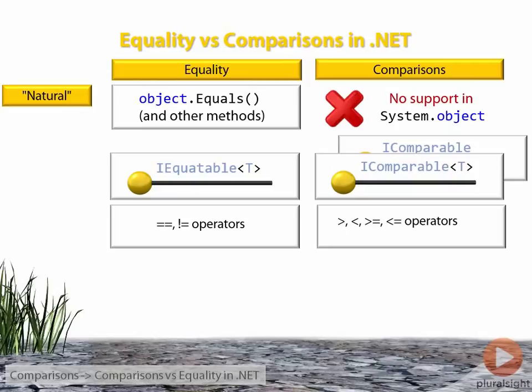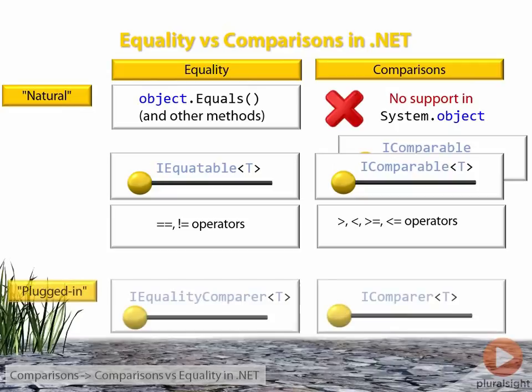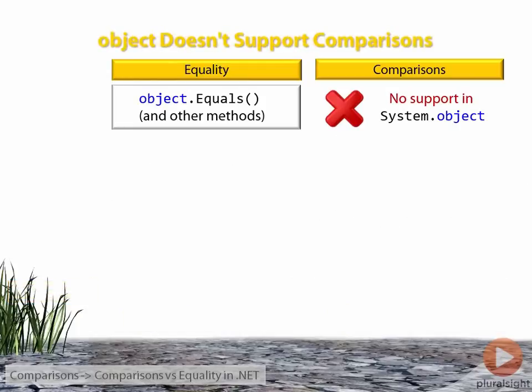And then, by analogy with the equality and inequality operators, C# provides syntactic sugar for comparisons too, in the form of four operators: less than, greater than, less than or equals, and greater than or equals. Finally, we're not covering plugged-in comparisons until later in this course, but I'll just add the plugged-in comparison interfaces to the slide for completeness.